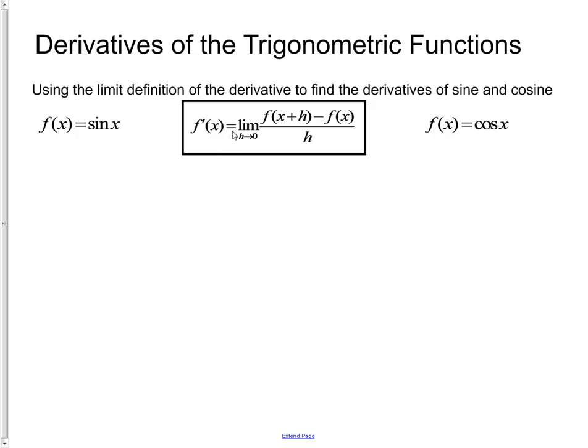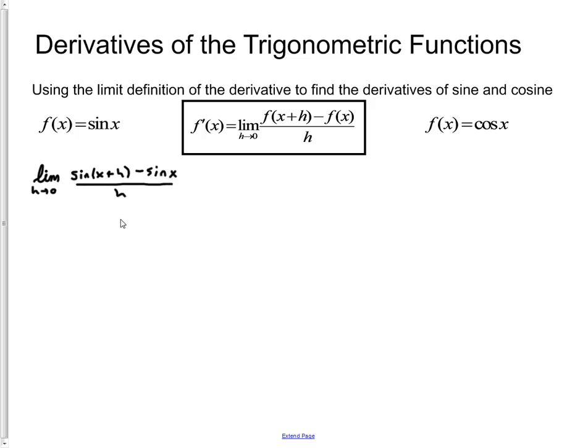F prime of x is equal to the limit as h approaches 0 of f of x plus h minus f of x divided by h. So let's see what happens when we do this. Our derivative will be found by taking that limit as h is approaching 0 of the sine of x plus h minus the sine of x all divided by h.